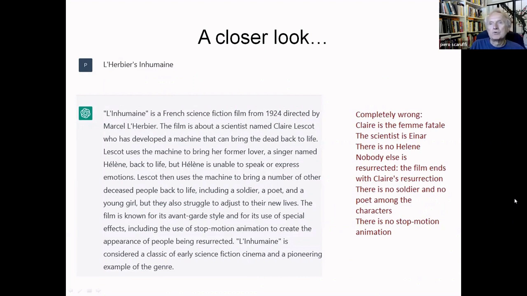I prompted it with L'Herbier's L'Inhumaine. That's a sort of obscure, silent, black and white film from, I don't even remember, the 20s, I think. Yeah, 1924. And ChatGPT came up with an incredible story. Unfortunately, it's completely wrong. All the things that it says, I don't know where they come from. There are the scientists, the women, they're just all wrong.